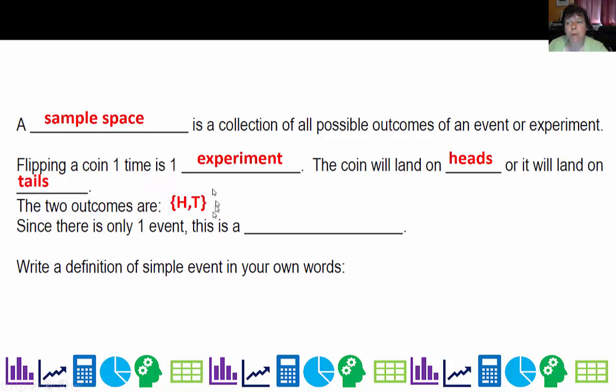Now, this is typically how we write a sample space with the bracket and then the outcome and a comma to separate the other outcomes since there are two possible outcomes when flipping a coin. Now, there are two outcomes for this one event, and since there's only one event, we call this a simple event. And I'll leave it to you to write a definition of an event in your own words.